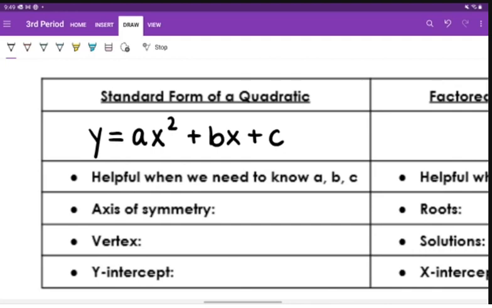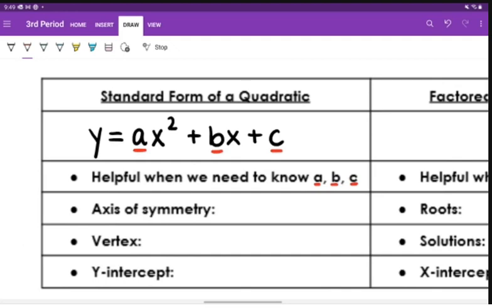So what's the deal with the standard form of a quadratic? Why do we use this? What is it good for? This form is very helpful when we need to know a, b, and c. Go figure, right? A and b and c are numbers that are very clearly easy to pick out in a standard form of a quadratic. And we use those in a lot of situations when we need to identify key features of a quadratic function.